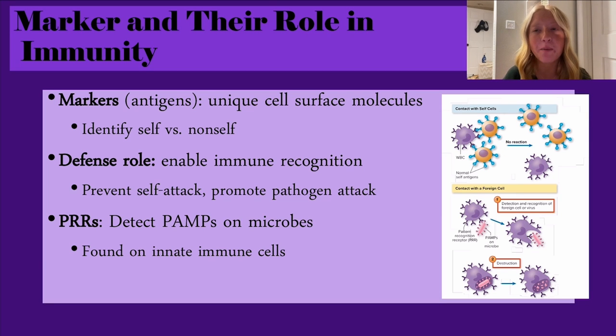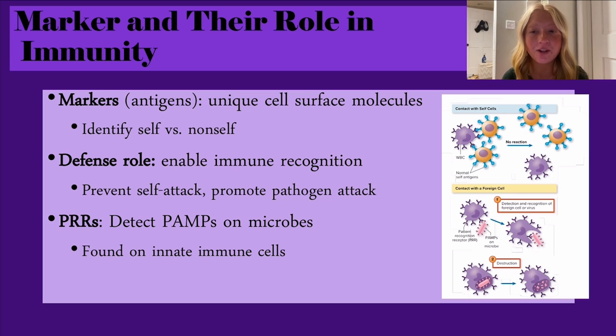So now I'm going to talk about markers. A marker is also called an antigen, and these are chemical tags on the surface of the cells, often proteins or sugars, that help the immune system tell self from non-self. So the immune system will constantly scan for these markers to determine what belongs in the body and what doesn't. When a foreign marker is detected, the cell is flagged for destruction. Markers play a huge role in innate and adaptive immunity.